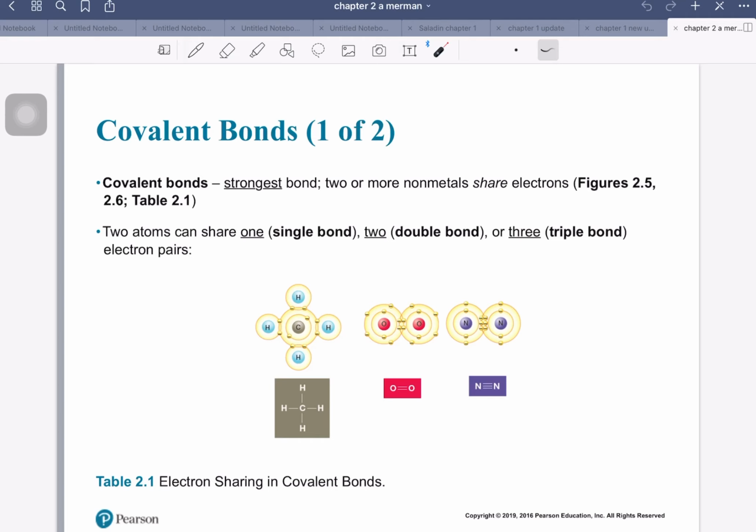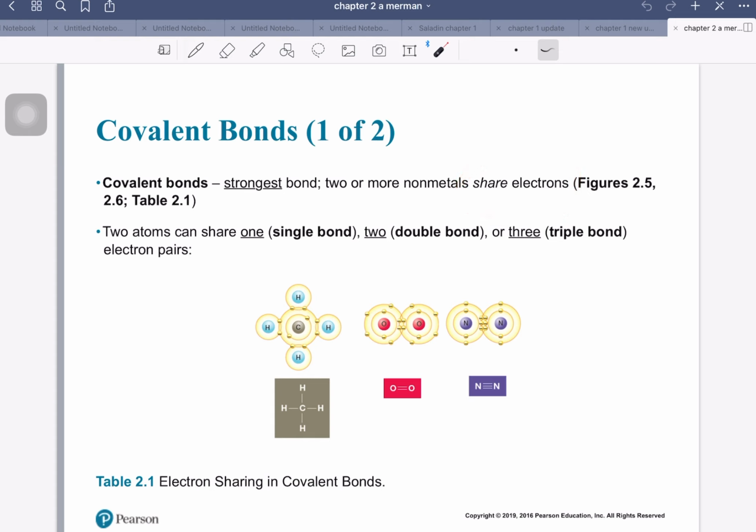So let's talk about bonds in this video. So let's start off talking about covalent bonds. Covalent bonds, a couple of things to really note is they're the strongest bond. And this is really where two or more of the nonmetals share. So we're talking about sharing of electrons.